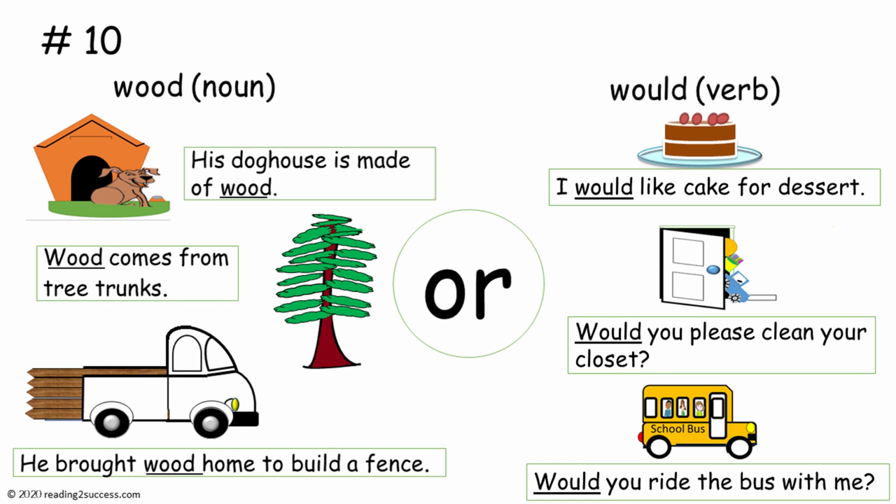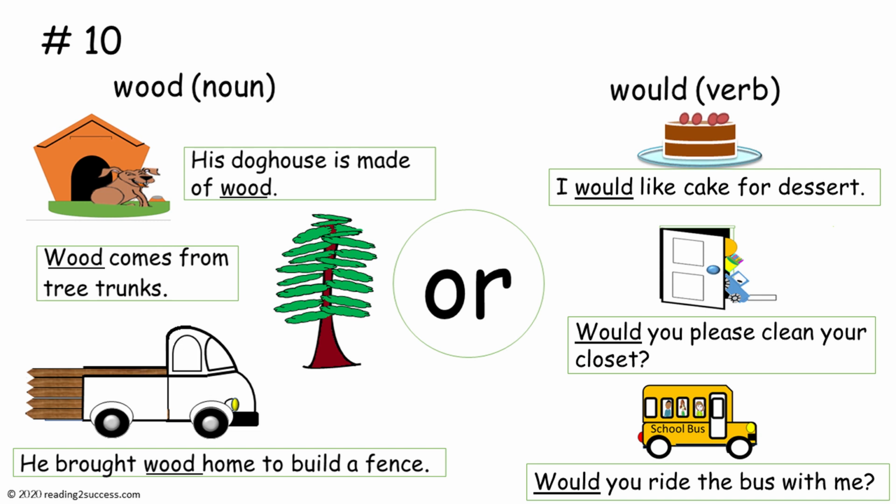Wood, W-O-O-D, the noun, and would, W-O-U-L-D, the verb. Let's look at wood, the noun. His doghouse is made of wood. Wood comes from tree trunks. And he brought wood home to build a fence.